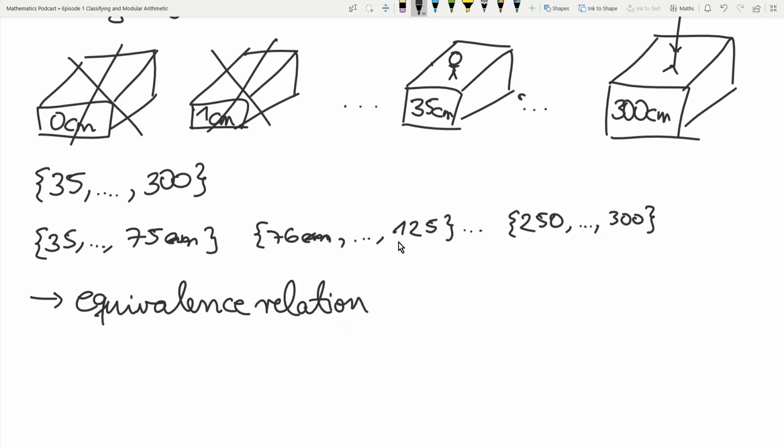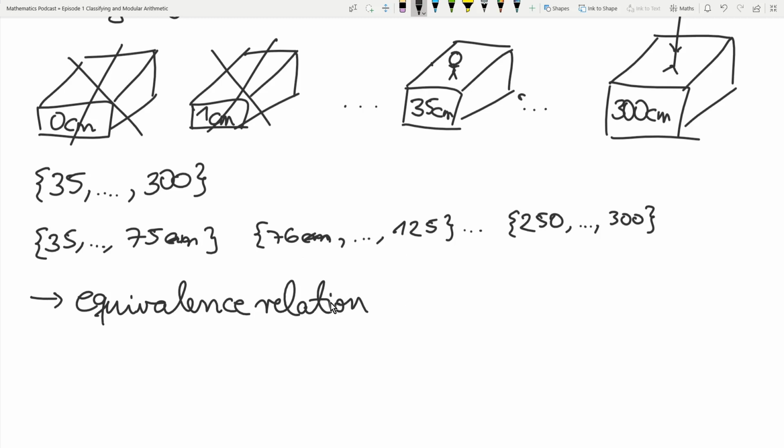Because now we can take two people and ask, hey, what height are you? And if they say, well, I'm 1 meter and 70 centimeters, and oh, that's the same height as me, then they belong to the same bucket. So they are related in a sense. This is where the idea of a relation comes into play. They are related because they're in the same bucket.